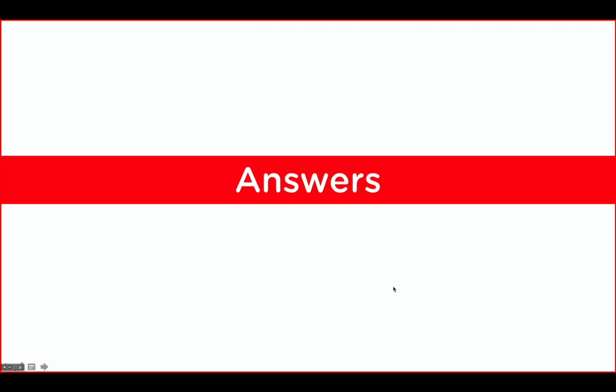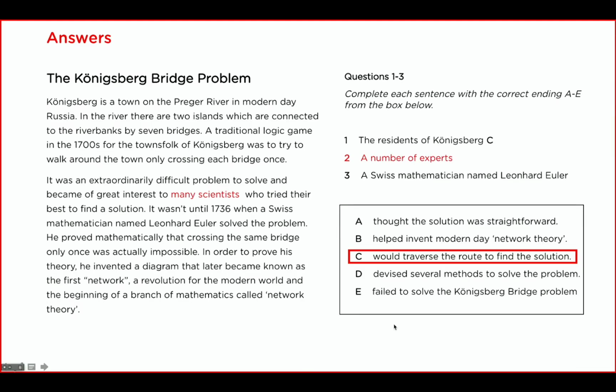Okay, let's take a look at the answers here. So, number 2, a number of experts. If you look closely in the text there, you can see a synonym or a paraphrase, something that says a similar thing, many scientists. So we're now in the right spot. Let's read carefully. It says, it was an extraordinarily difficult problem to solve and became of great interest to many scientists who tried their best to find a solution. It wasn't until 1736 when a Swiss mathematician named Leonhard Euler solved the problem. So, which of those sentence endings matches with that first part? A number of experts. The answer is E, failed to solve the Königsberg Bridge problem.